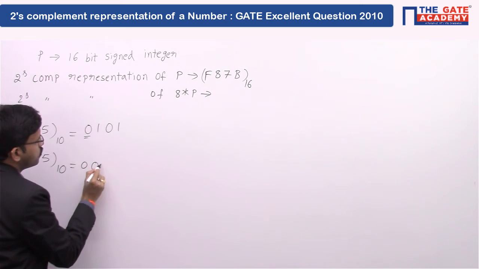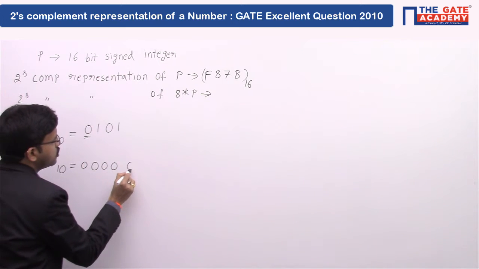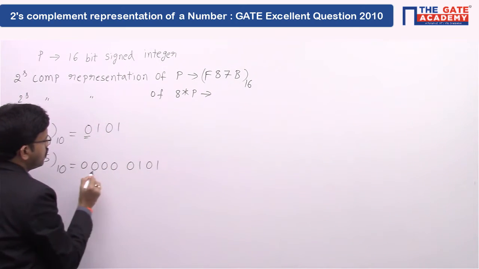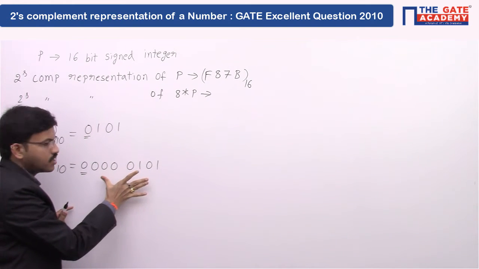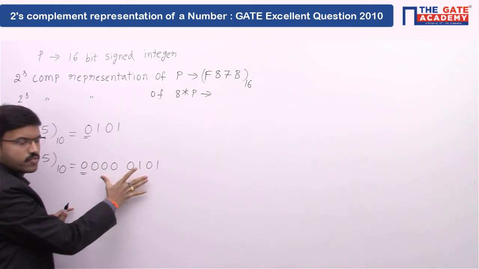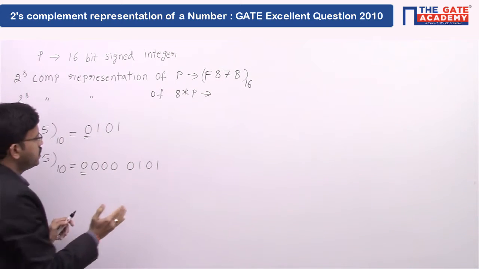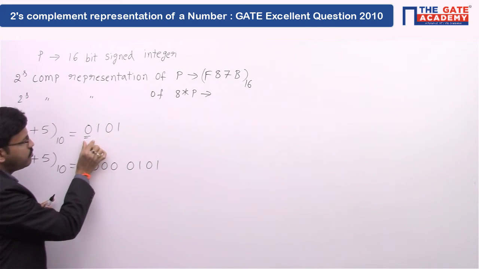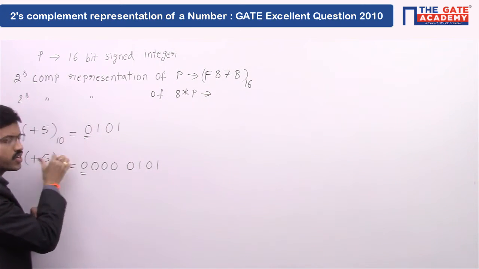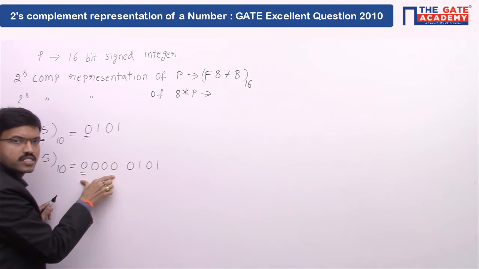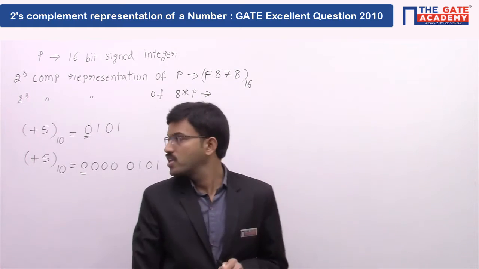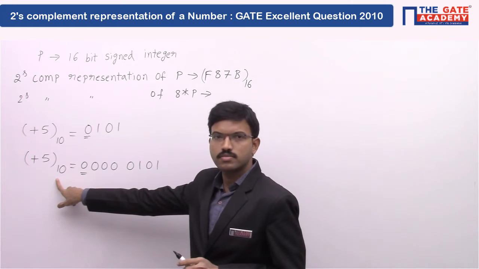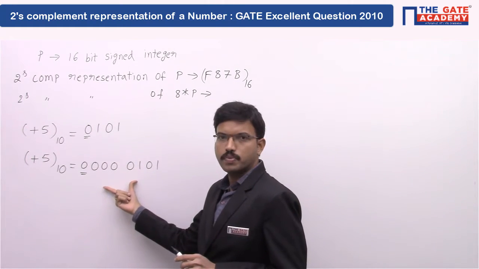That means 4 zeros and then 0101. Here the sign bit is 0 and the remaining bits give the magnitude. The magnitude of this one is the same, 5, so plus 5. In this way, whatever the sign bit value is, if we place the same sign bit n number of times to the left of that number, the equivalent value doesn't change. So this is plus 5, represented in 8 bits.